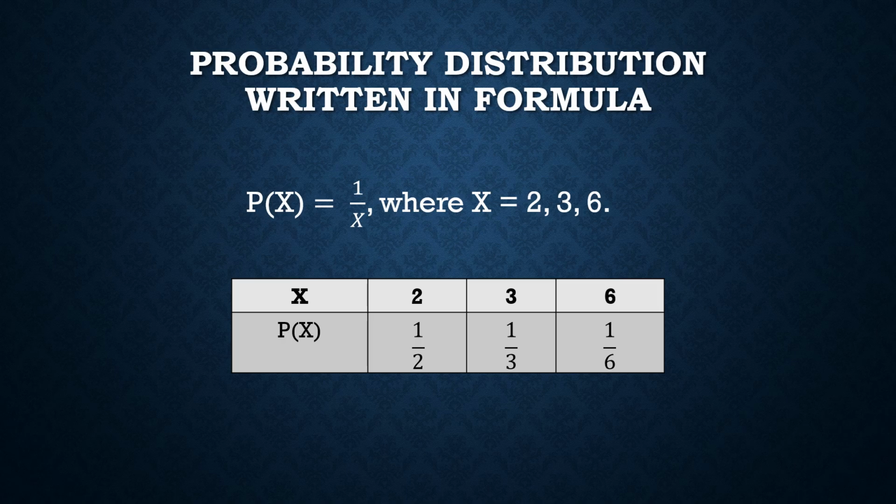And lastly, the probability distribution can also be written in formula. Let's say in this example, the probability of the random variable x is given by 1 over x, where x is equal to 2, 3, and 6. So obviously, by constructing a probability distribution, the values of the random variable x are 2, 3, and 6. And then by using the formula, isa-substitute lang natin si x here in this formula. So that is 1 over 2, 1 over 3, and then 1 over 6.